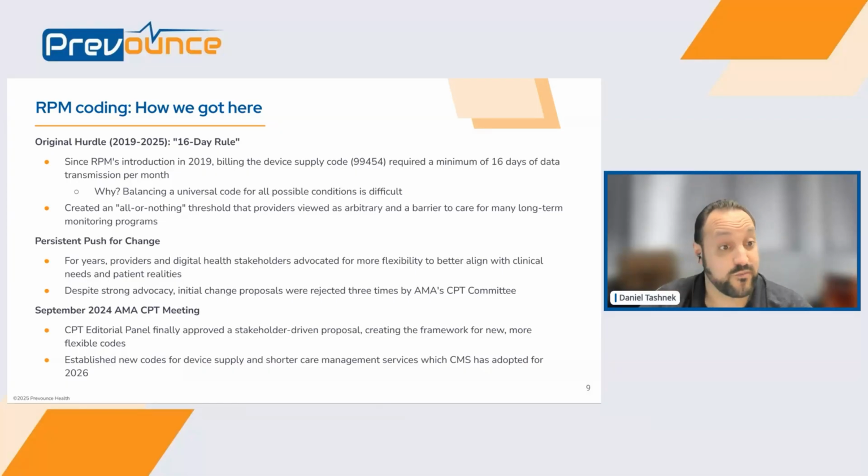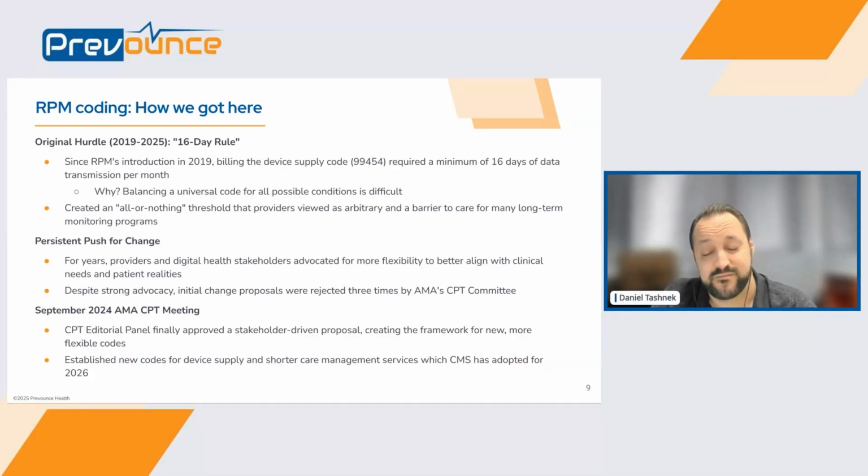For RPM, they were trying to be more broad because they were trying, one, to have innovation. They didn't know exactly where it'd be used. And two, they were just trying to keep it relatively open so they didn't have to make a code for every single permutation of monitoring. So they decided to do 16 measurement days, or days of measurement transmitted per month, as the minimum billable threshold. And that was really just balancing that universal code for all those possible conditions with having it be reimbursable and having folks have incentive to do these codes.